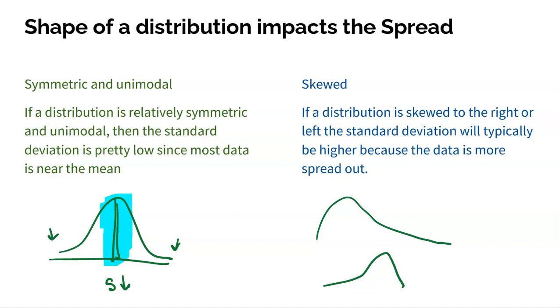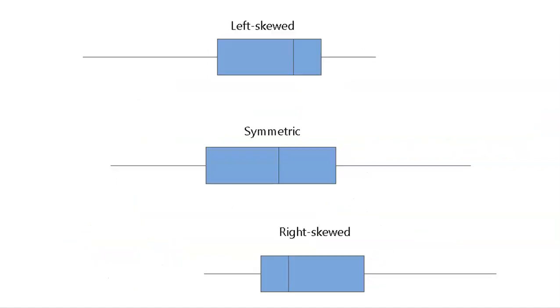Now let's see how we can actually see this in a box plot. Here are 3 box plots. Now these are all generics. We don't see the number lines. We don't see what these actual values are. They're just meant to be generic.